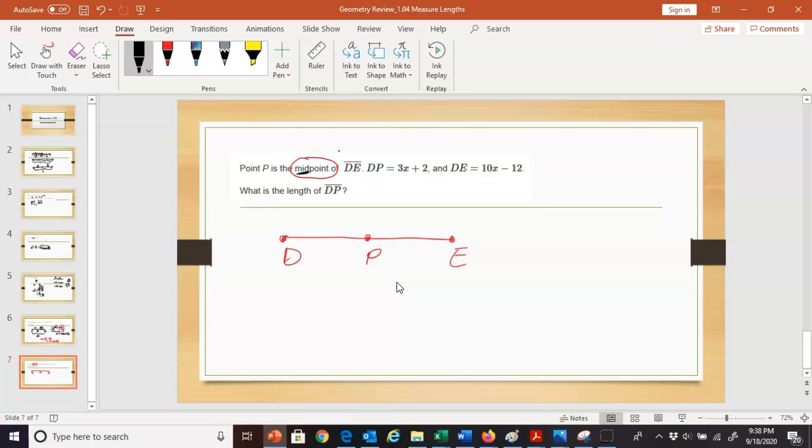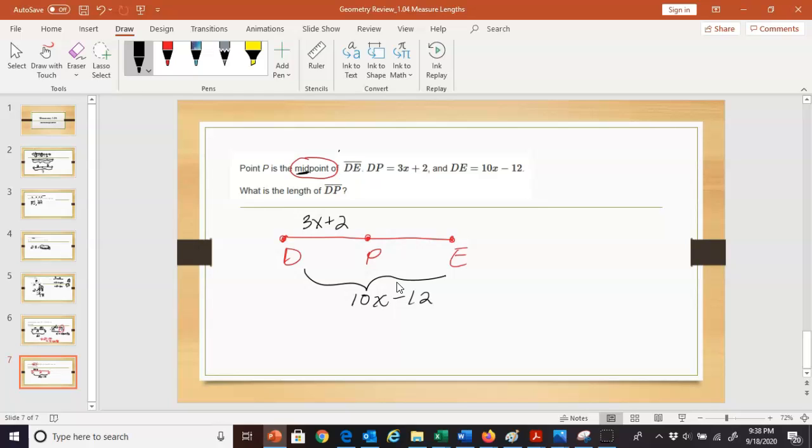and I'm going to label the parts that they give us. So DP is 3x plus 2, and DE is 10x minus 12. What is the length of DP? Okay, so we're looking for this length, right? And we know the whole thing.